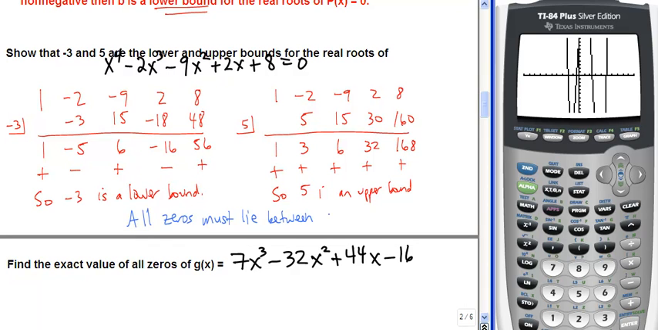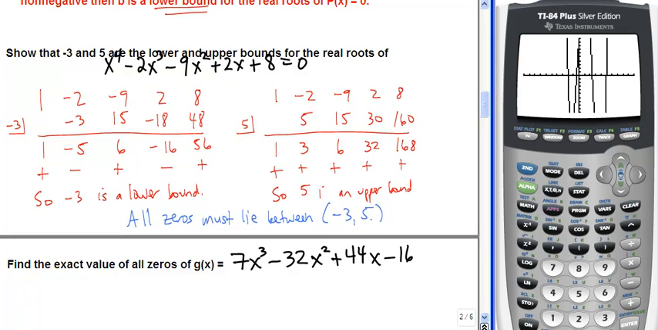They must lie between -3 and +5, and I'm going to write it as an interval. So all the zeros of this fourth degree, even though I might not be able to find them exactly, I know that they all are between -3 and 5. So they all have to hit the x-axis somewhere between -3 and 5. And I know it doesn't hit exactly at -3 or +5 because I didn't get a zero remainder.